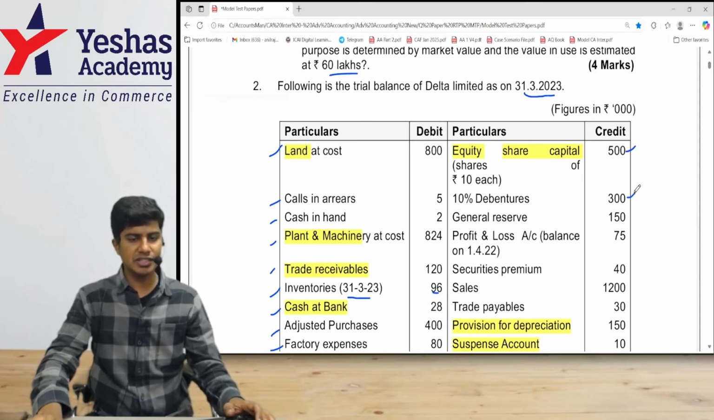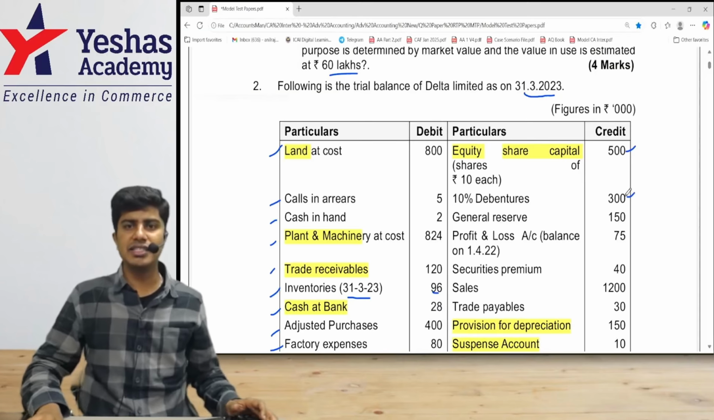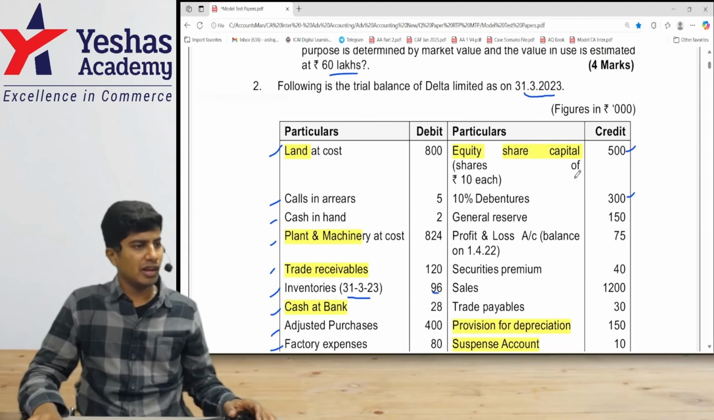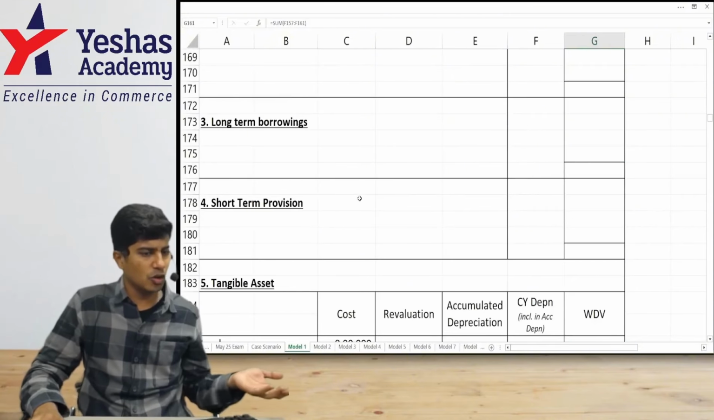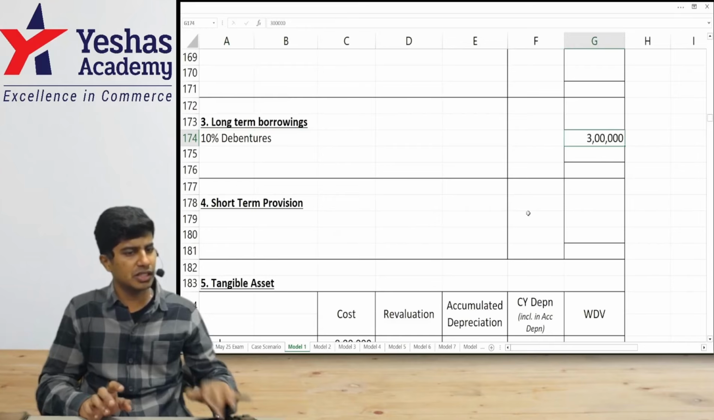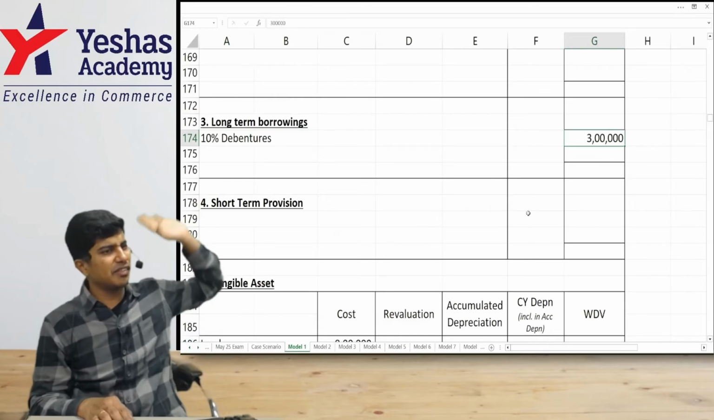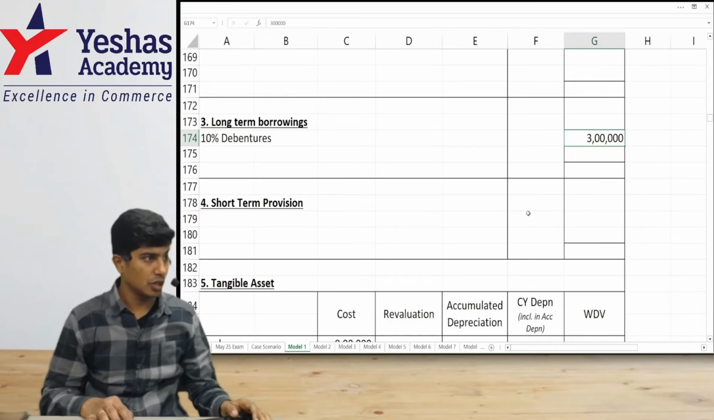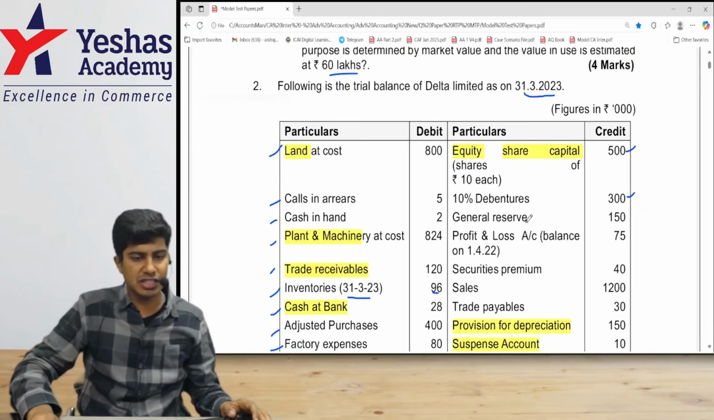Then we have 10% debentures 300,000, which is 3 lakh. This is long term. I don't think there is any adjustment, so I'll not open notes to accounts. If you want, you can open notes to accounts and write 10% debentures 3 lakh, or you can choose to write it straight away in the balance sheet also. Okay, done. What's after this 3 lakh?